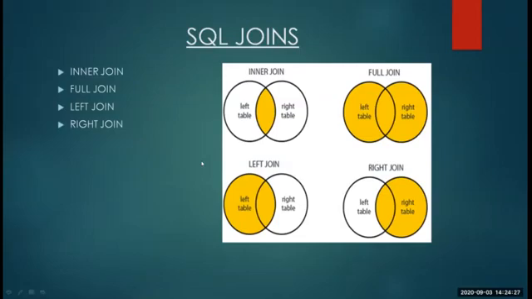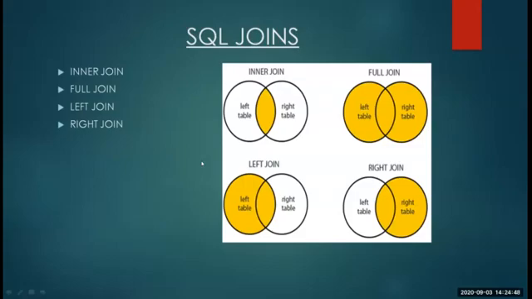Inner join, right join, left join, and full join. Full join can also be called outer join. Inner join is like if you want only the common data, then you get common data. The data that are common together for both the left table as well as the right table.